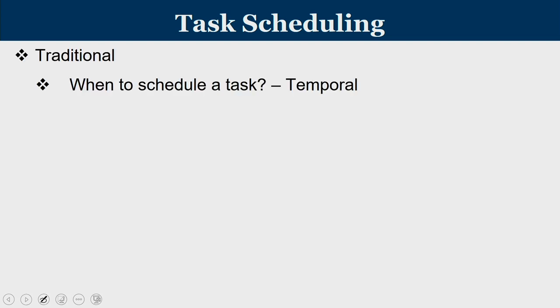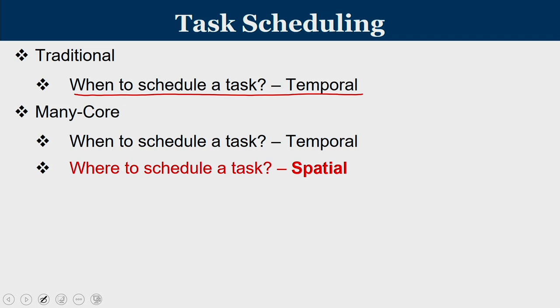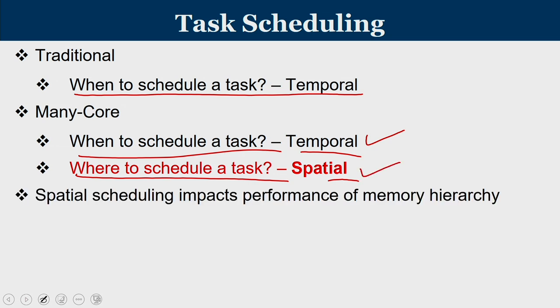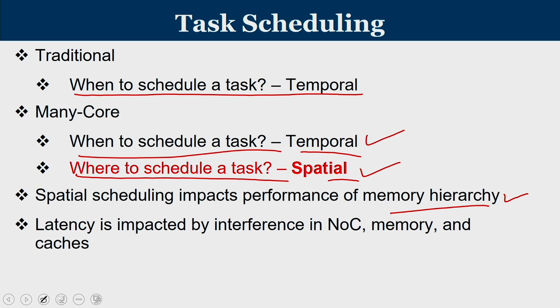So, what is basically task scheduling? In a traditional microprocessor where there is only one CPU and multiple tasks to be done, there is only one question: when to schedule a task, that is called temporal scheduling. When you come to a many core system where you have multiple processors as well as multiple tasks, there are two aspects: when will you schedule a task, that is the temporal one, and where to schedule a task, in which core this particular task has to run, that is called spatial scheduling. Spatial scheduling impacts the performance of the memory hierarchy, and latency is impacted by interference in network on chip, memory, as well as caches. We have understood these are all shared resources of a processor. You have caches, you have main memory, and you have network on chip. All these are shared resources which are working together. So, wherever your application is running, the performance of network on chip and memory hierarchy is always impacted by the scheduling that you do.